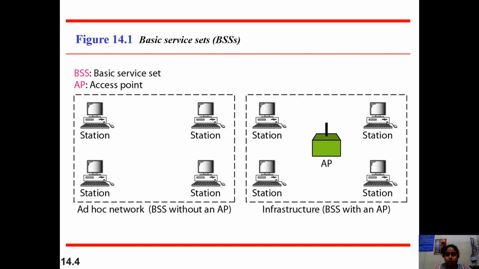The central controller, which is responsible for making it an infrastructure network, is called an AP, which is nothing but an access point. So to summarize, a collection of stations which are capable of communicating with one another wirelessly is known as a basic service set. A basic service set without an access point is known as an ad hoc network, and a basic service set with an access point is known as an infrastructure network.